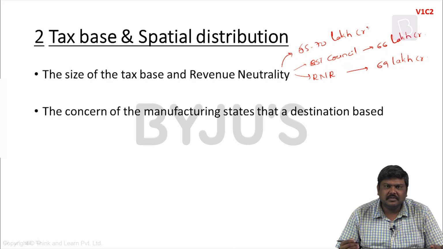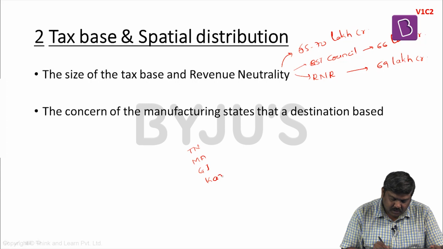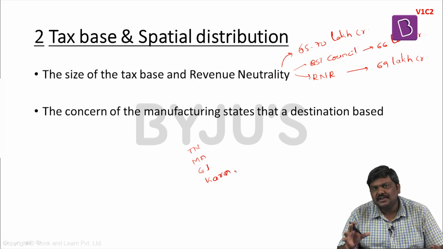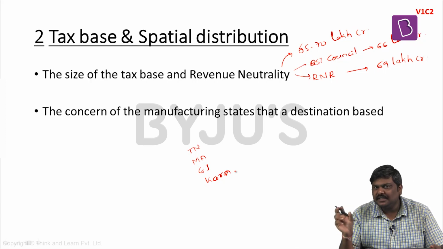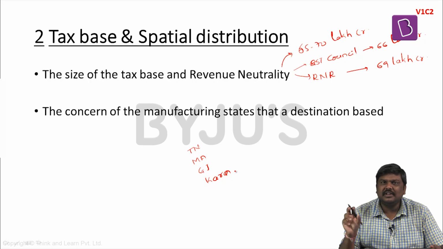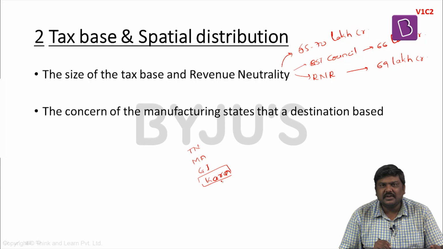Second issue of concern with respect to implementation of GST was from the viewpoint of the manufacturing states such as Tamil Nadu, Maharashtra, Gujarat, Karnataka. The concern was that GST is a destination based tax. That is, if manufacturing happens in one state and consumption happens in another state, under GST, the taxes which are collected, that is the SGST component, will go to the state government where the consumption has happened. For example, let's assume a scenario where the manufacturing happens in Karnataka, but the sales and the consumption of this particular product happens in Kerala.